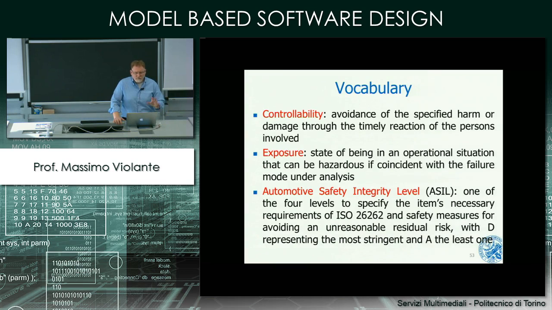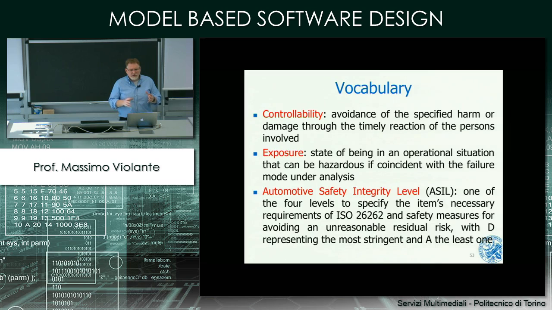Depending on the scenario where the failure happens, we will have different levels of controllability. We will see later on with a few examples. Then, the last element that we have to consider when defining the risk associated with a failure is the exposure. The exposure is a way for measuring the probability of being in a situation that can be cause of harm if coincident with the failure.